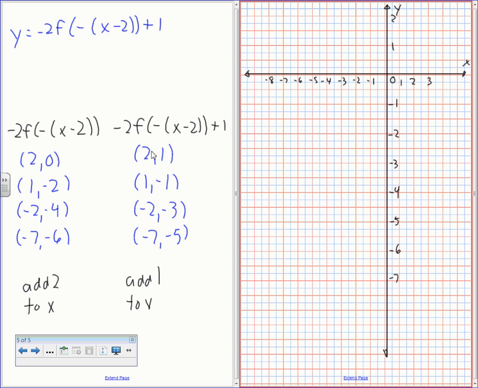All right, so here we go. 2 and 1 is right here. 1 and -1 is right here. All right. -2 and -3 is right here. And -7 and -5 is down here. All right, so the question is going to be, which way does this graph go? Does it go from right to left or left to right? It goes right to left. How do you know it goes right to left?